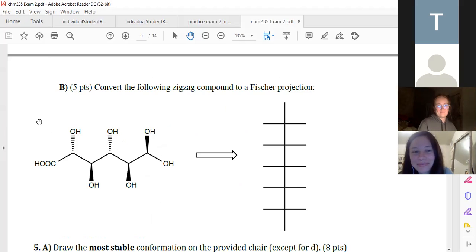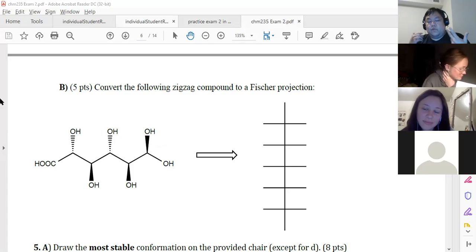This is awful. Oh my gosh, we did those in class and I was confused. Okay, so this is why I hate Fischer projections. So she drew like a dead bug and was putting feet on it, and I was like, okay. So basically, this is what a Fischer projection is. Do you guys know why we do Fischer projections? Do you have any idea why we do them?